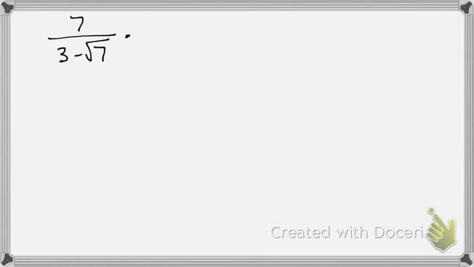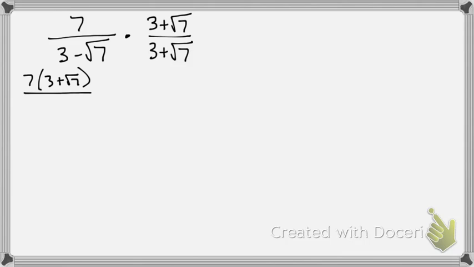Now, we need to multiply it by our conjugate. So essentially, all I'm doing is changing that sign in the middle. What I do to my bottom, I do to my top. Exact same thing. Now I'm going to rewrite it down here. So I'm multiplying 7 times 3 plus the square root of 7. And I'm multiplying 3 times 3, so you can think of it as 3 squared, and then a minus square root of 7 times square root of 7.